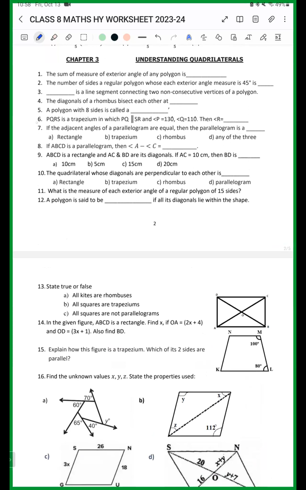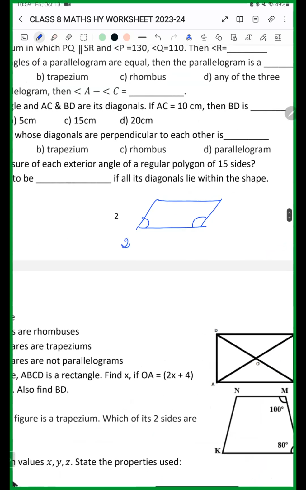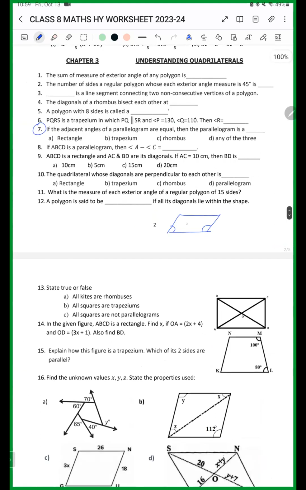Also tell me the seventh one. There is a parallelogram. We know that in a parallelogram, adjacent angles are supplementary, equal to 180 degrees. Now they are saying there's a particular parallelogram whose adjacent angles are supplementary also, but more than that, they are equal. Then what is the parallelogram going to be?